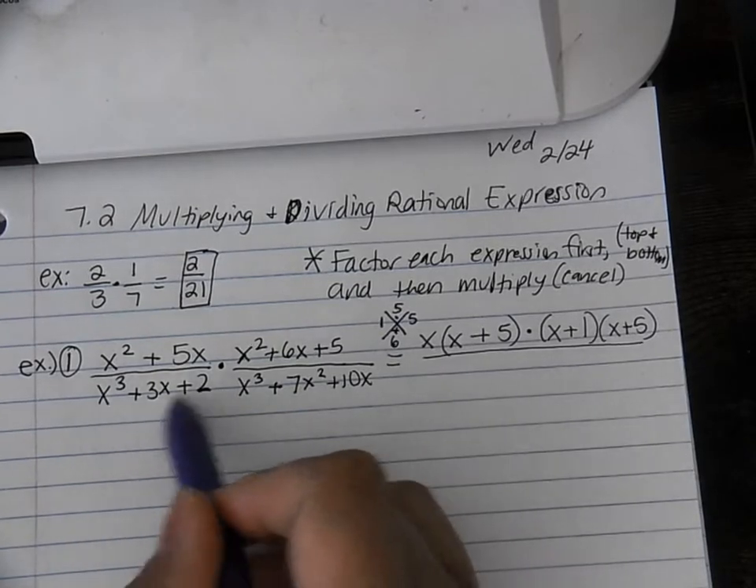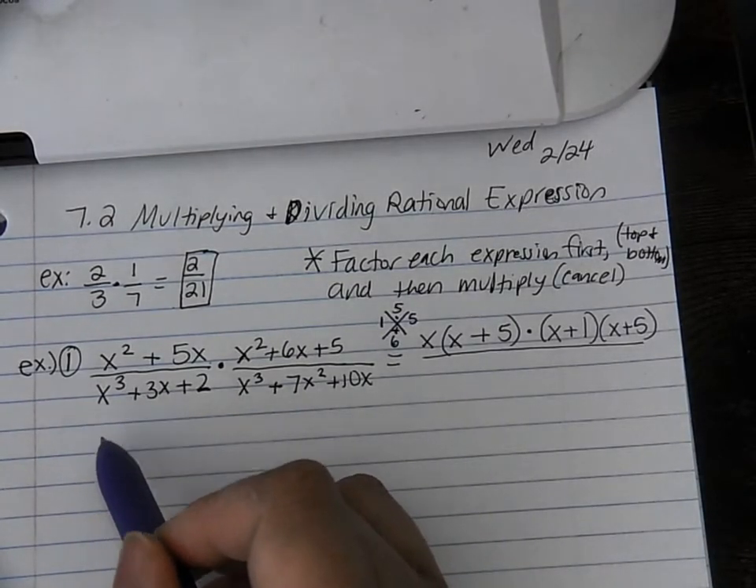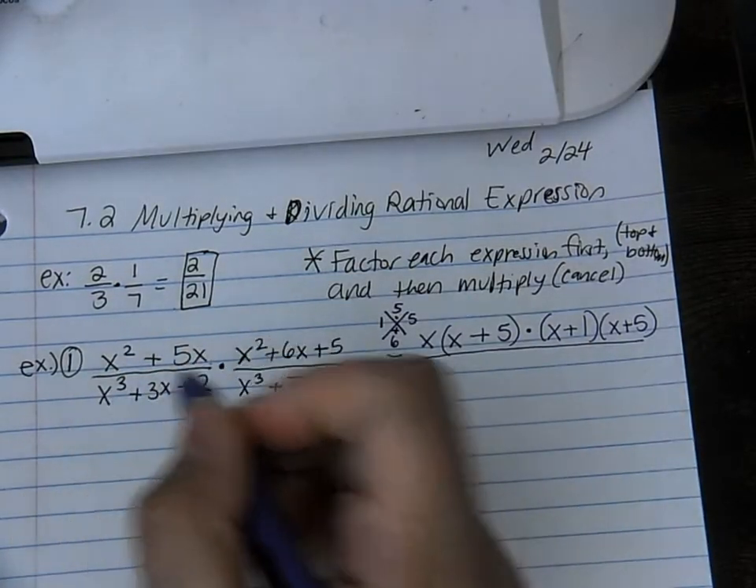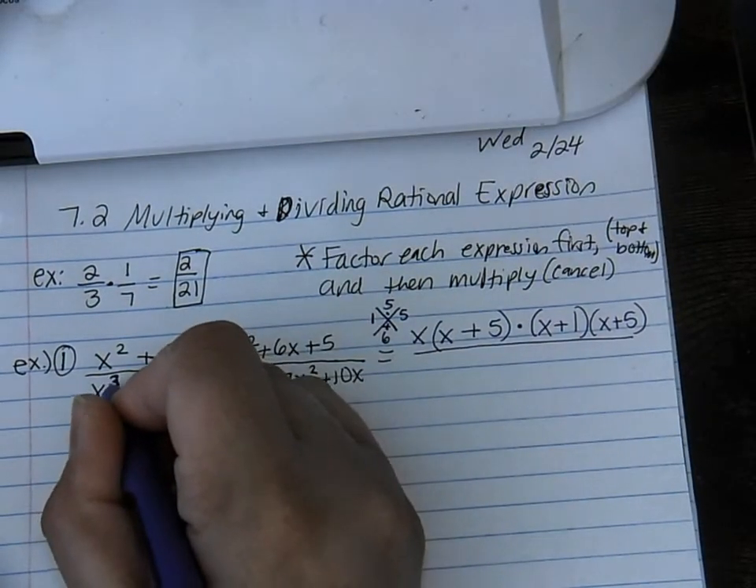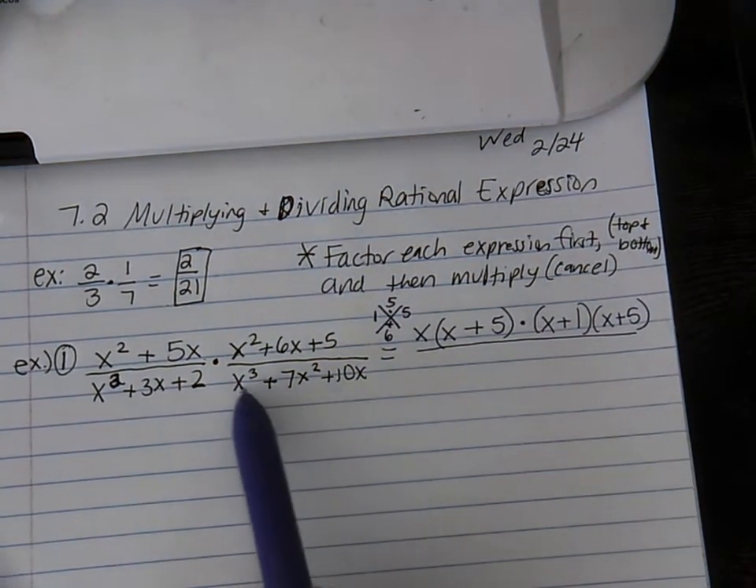For this denominator here, I see that they all do share, and I'm sorry, this is an x squared, and I wrote that incorrectly. That was an x squared plus 3x plus 2. This was only an x cubed.